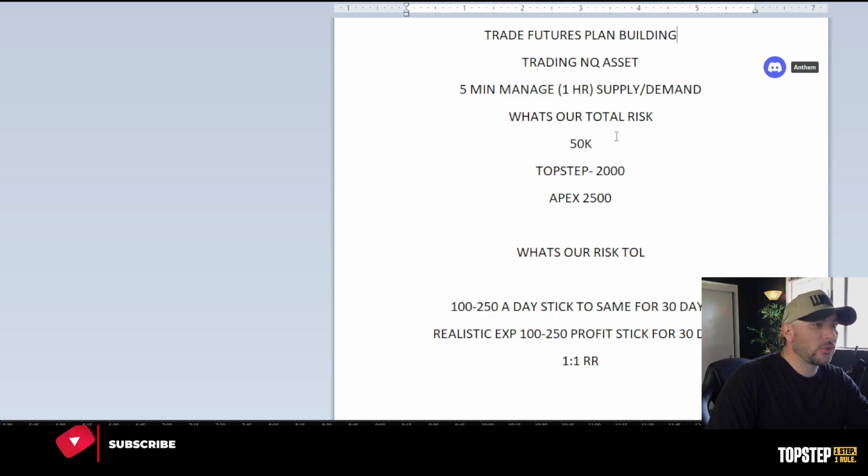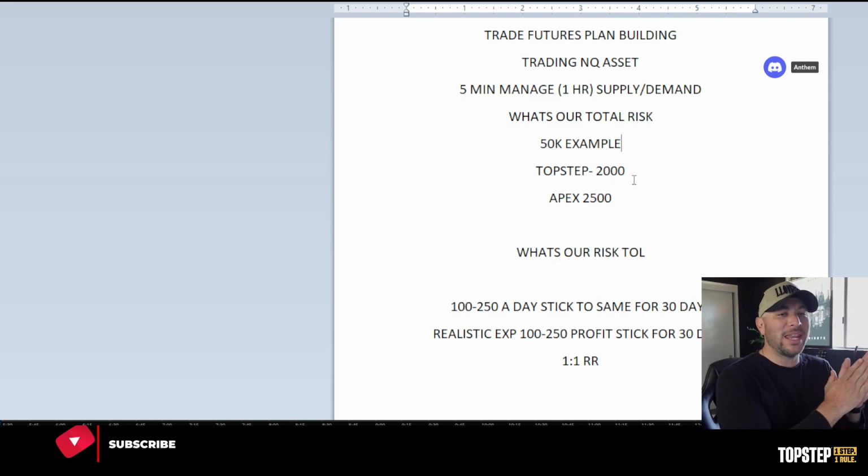Next, we need to figure out what's our total risk. I'm just using this as an example. This is just an example. Let's say, for example, we're trading Top Step or Apex and we're trading a $50,000 account. Again, these numbers can be adjusted based on the firm you're trading for or if you're trading a personal account. If you're trading a personal account, here's a note for you: just use the same kind of risk management. Top Step is $2,000, $2,500. If you have anywhere between $2,000 and $2,500 in your account, you want to lose no more than what? $150 to $250 a day, guys, a day.